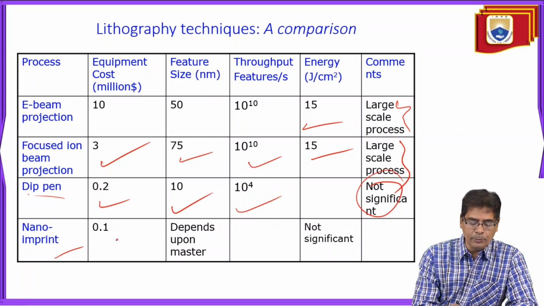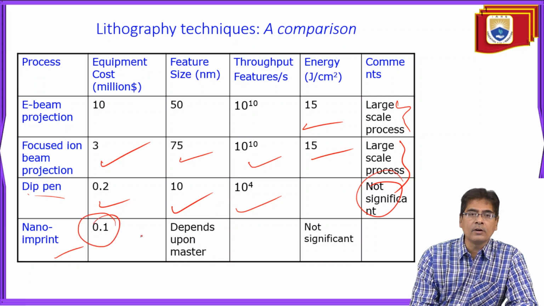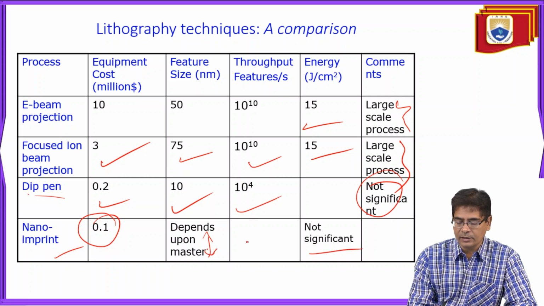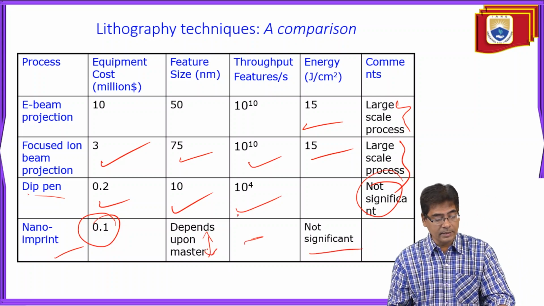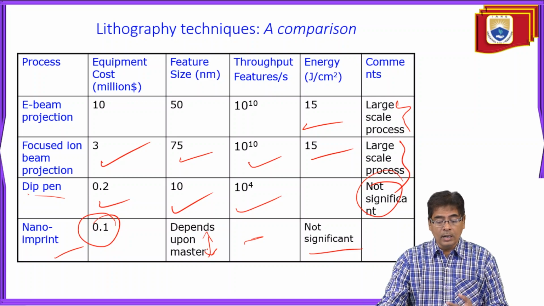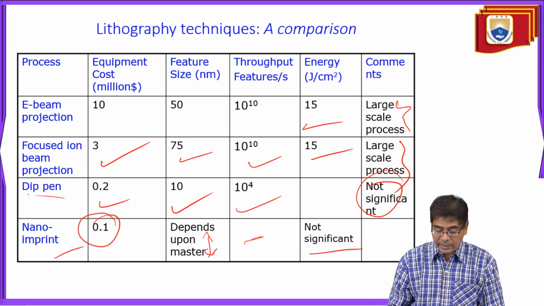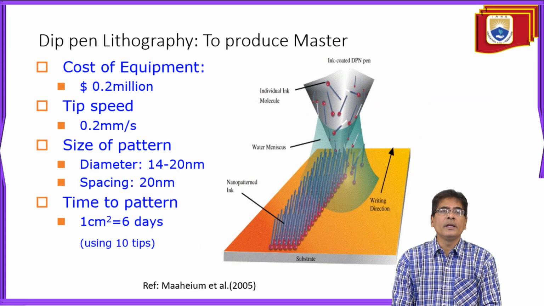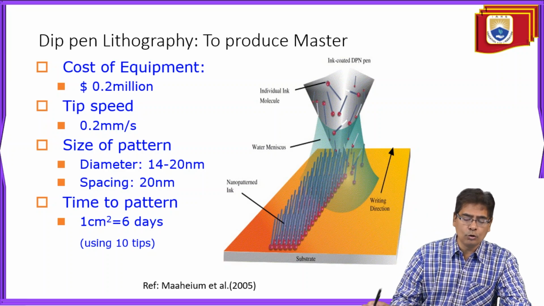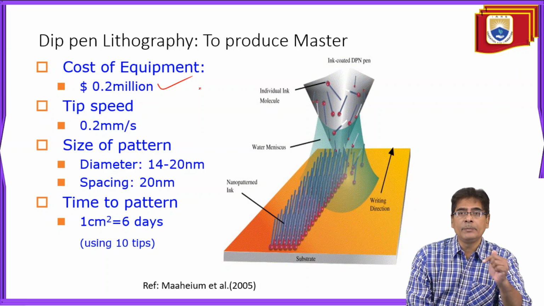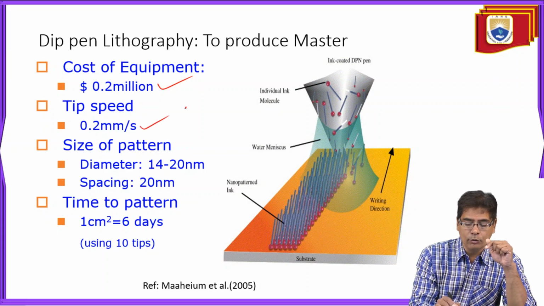Whereas in case of nano imprint lithography, the equipment cost is $0.1 million and depends upon the master for writing it. There are no significant features, and the throughput may be more compared to other types of lithographic techniques. So when we speak about dip pen lithography to produce master, the cost of equipment is around $2 million, and the tip speed is around 0.2 millimeters per second.